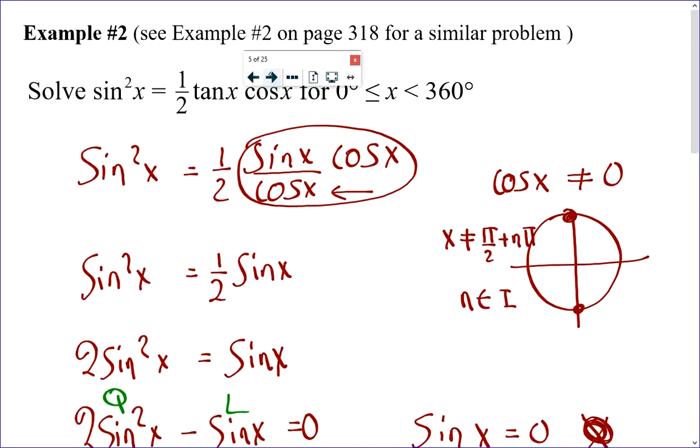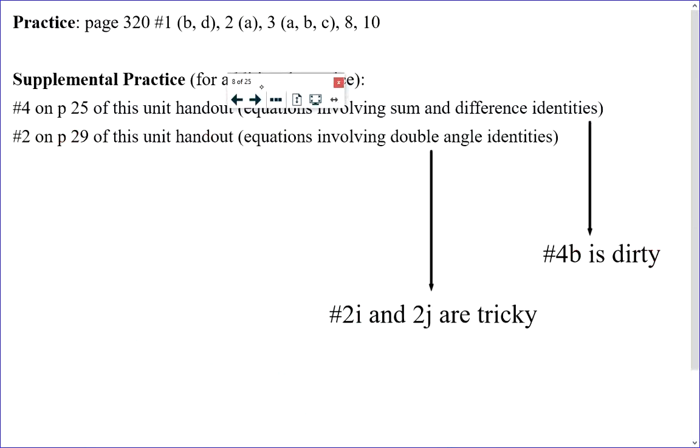So that's what you're doing in this section of the course: you're taking an equation and using identities to rewrite the equation in a form that you can work with.